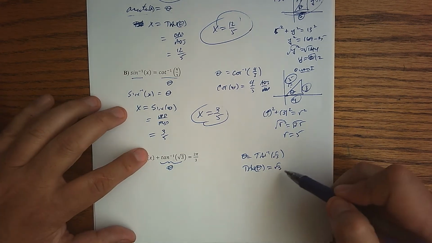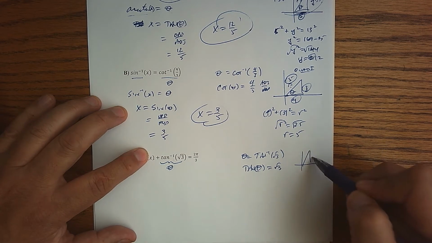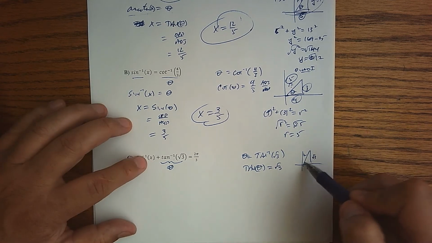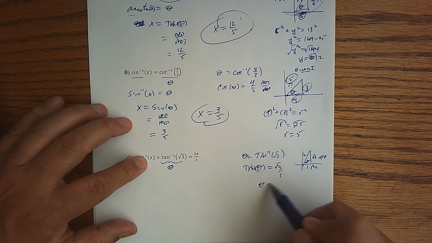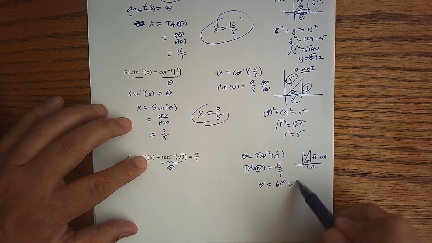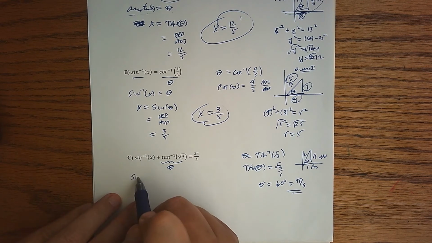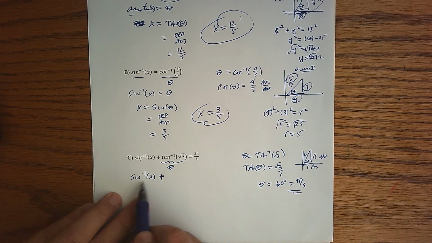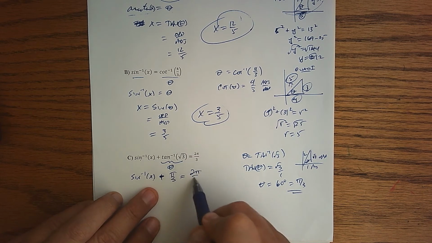And I believe in these conditions, in terms of a right triangle, we have the square root of 3, we have 1, and we have 2. And there's our theta. So for this relationship, opposite over adjacent would be square root of 3 over 1, and that's basically theta equals 60 degrees, which we know to be pi over 3. So bringing that back over here, we're looking at sine inverse of x plus pi over 3 is equal to 2 pi over 3.